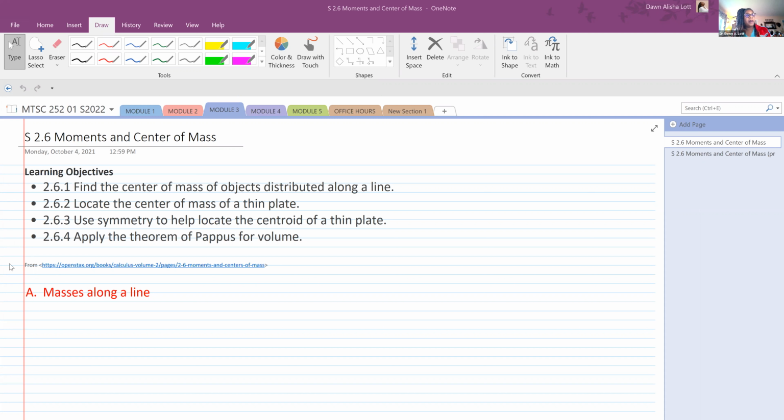Okay. All right. Locate the center of mass of a thin plate. Use symmetry to help locate the centroid of a thin plate and apply the theorem of Pappus. Okay. So what does a mass along a line look like?